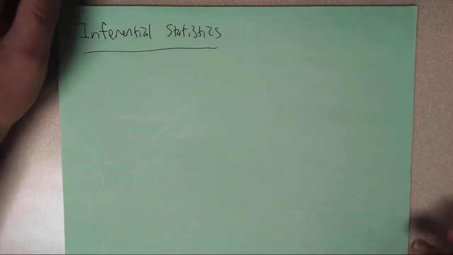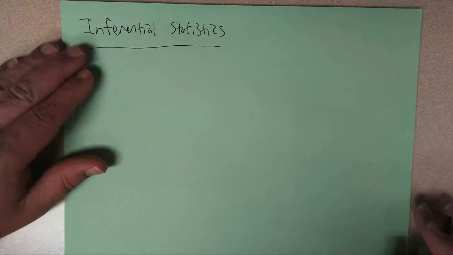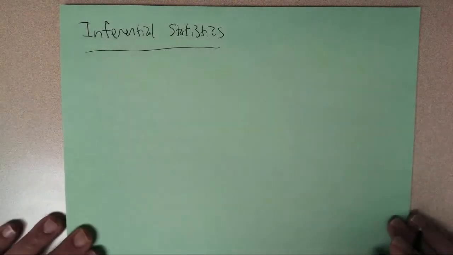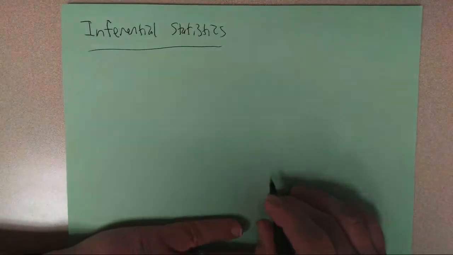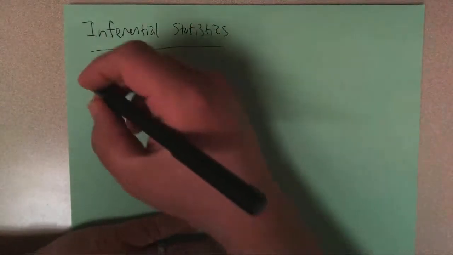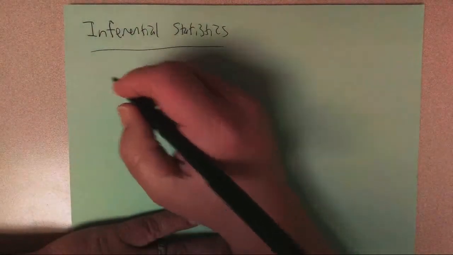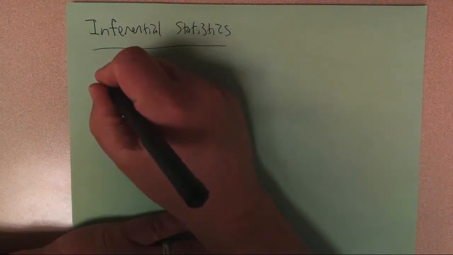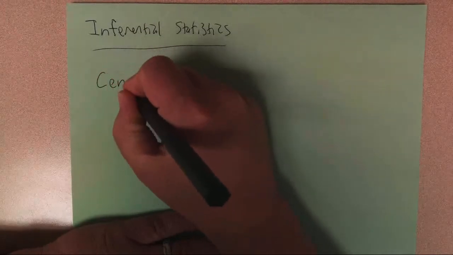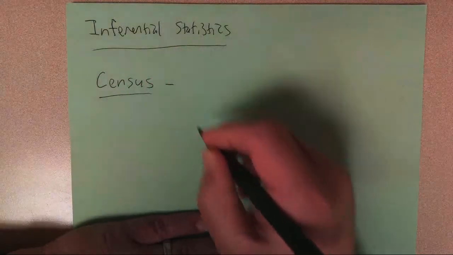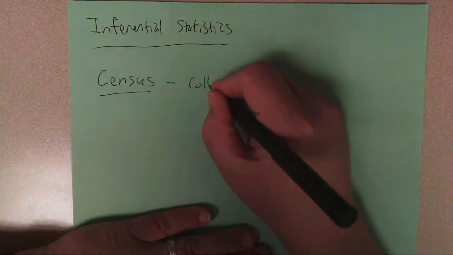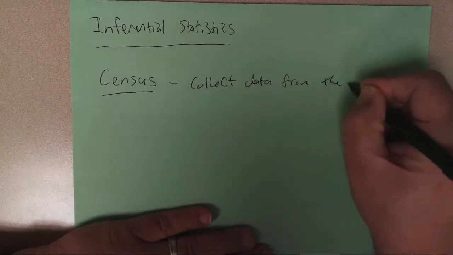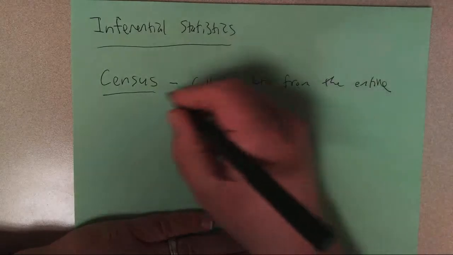In order for you to fully understand this, we need to talk about how data is collected. I'm going to do that first, and then I'll give a definition of inferential statistics. In statistics, there are two ways to collect data. The first way is that you can take a census. A census is when you collect data from the entire population.